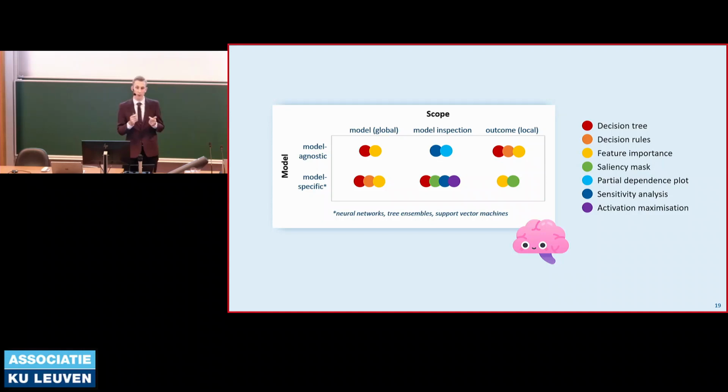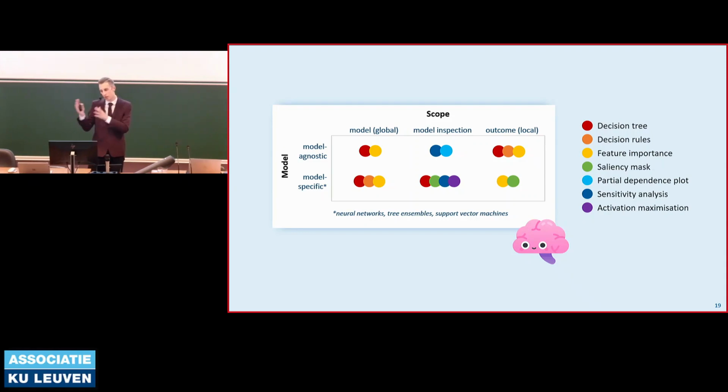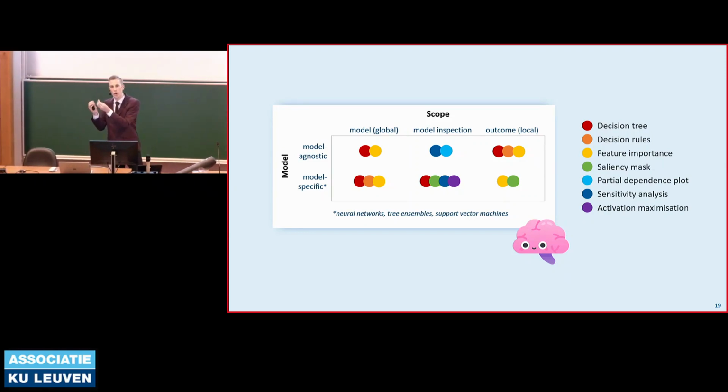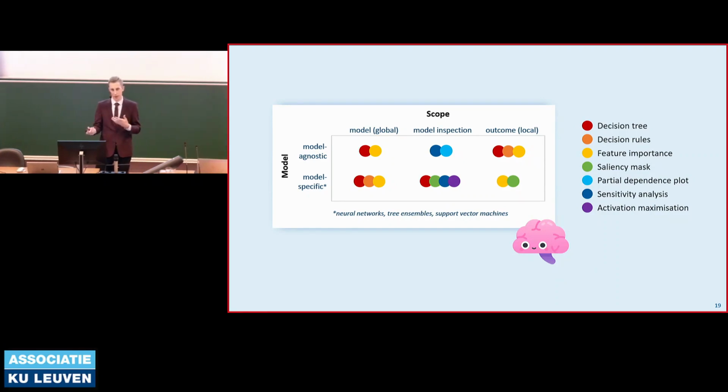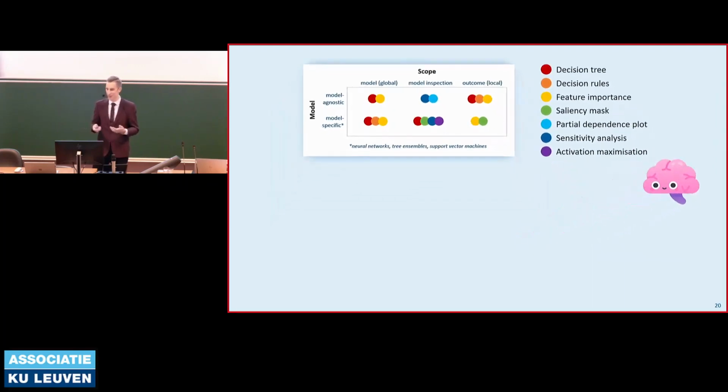And we can also classify them based on their scope. So some explanations give a global explanation. They explain the whole model, whereas others are providing local explanations. So that means they just explain one outcome. And then there's a whole thing in between, model inspection. They allow you to see how the model behaves based on different inputs, different outputs. Okay? So let me just clarify this a bit with some examples.